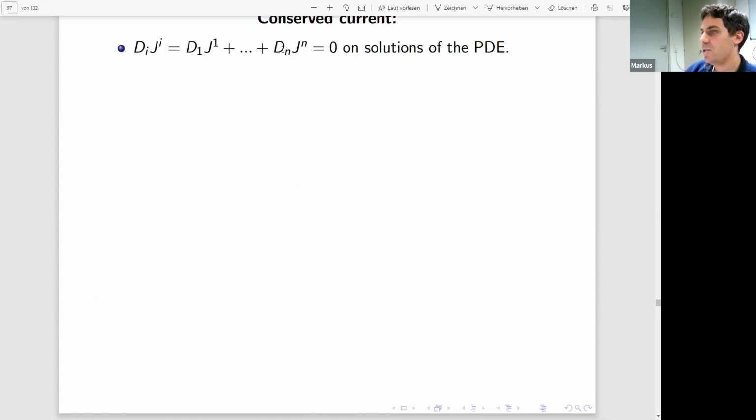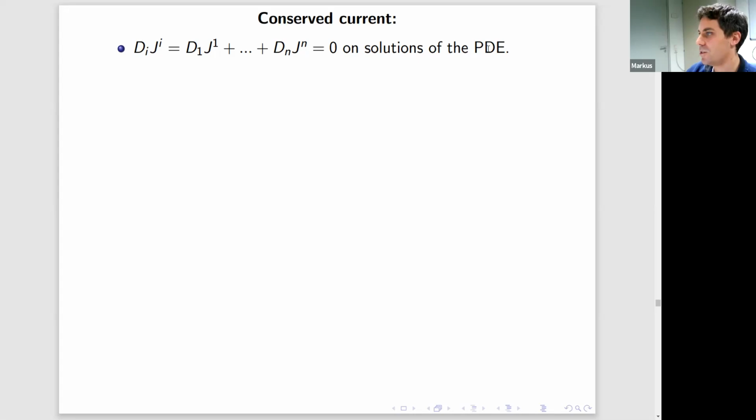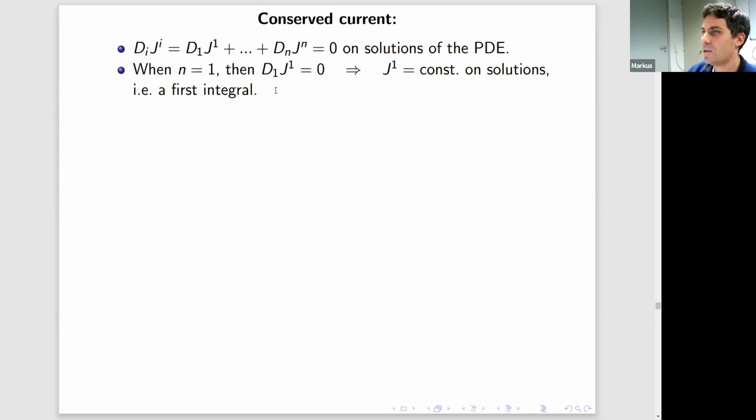So I told you at the beginning that the conservation law or conserved current is basically a divergence expression which will vanish on solutions of the PDE. And we also had an example. We had an example in the ODE case, this energy conservation. And for Schrödinger's equation, we also had an example. So let me repeat this ODE case once again. So when we have an ODE, so when n is equal 1, then we only have one term here.